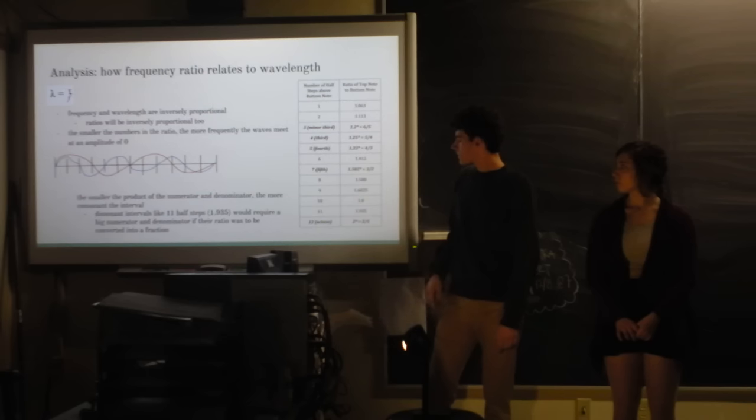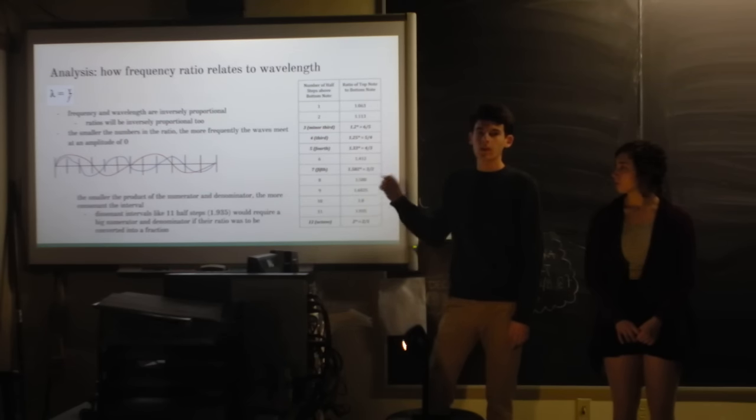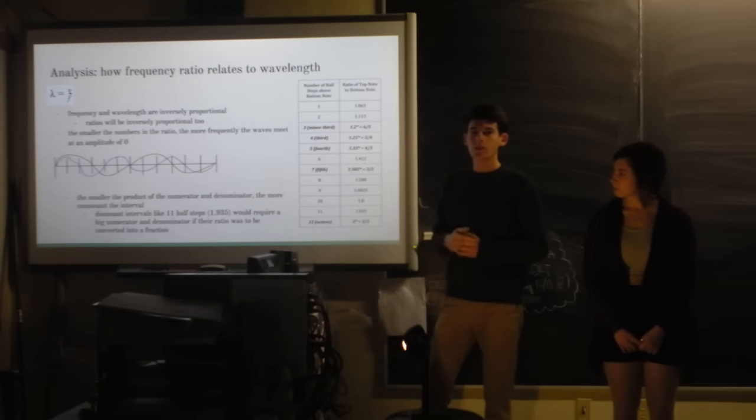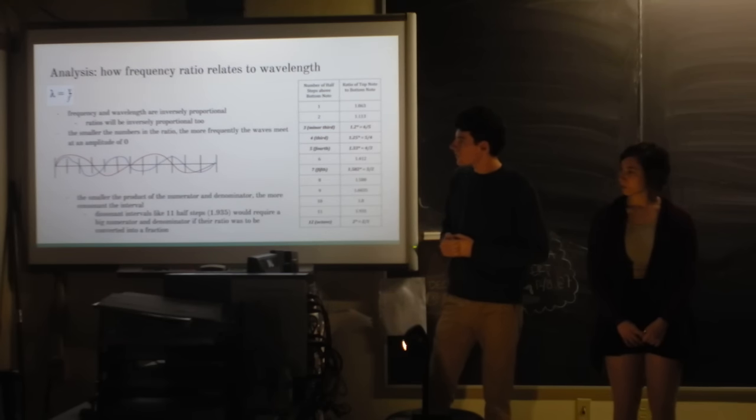So if the ratio of the frequency of the top note to the bottom note for a fifth is 3/2, then the wavelengths of those notes, from the top note to the bottom note, will be 2/3. And with this, we noticed that the smaller the numbers are in the ratio, the more frequently the waves meet at an amplitude of 0.